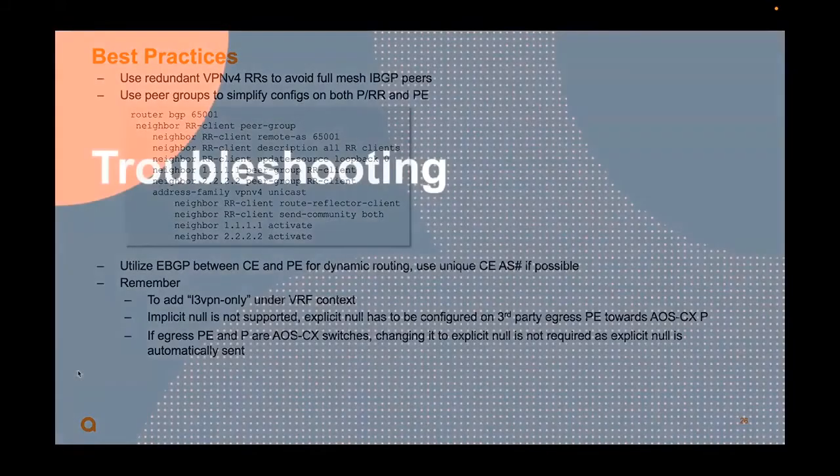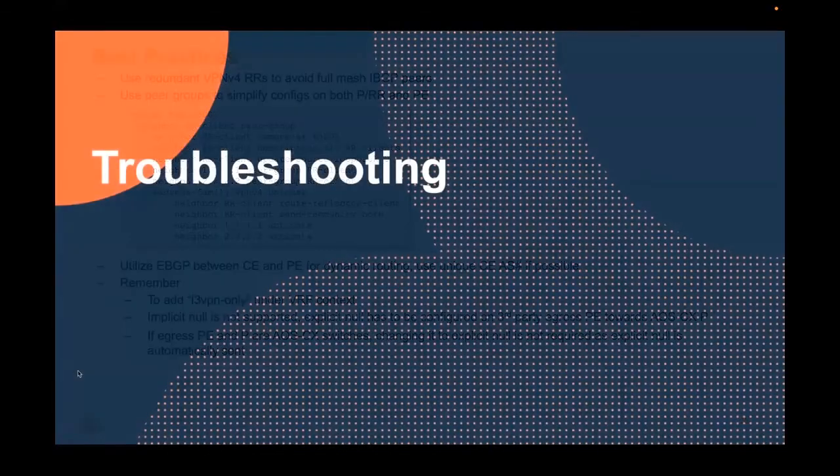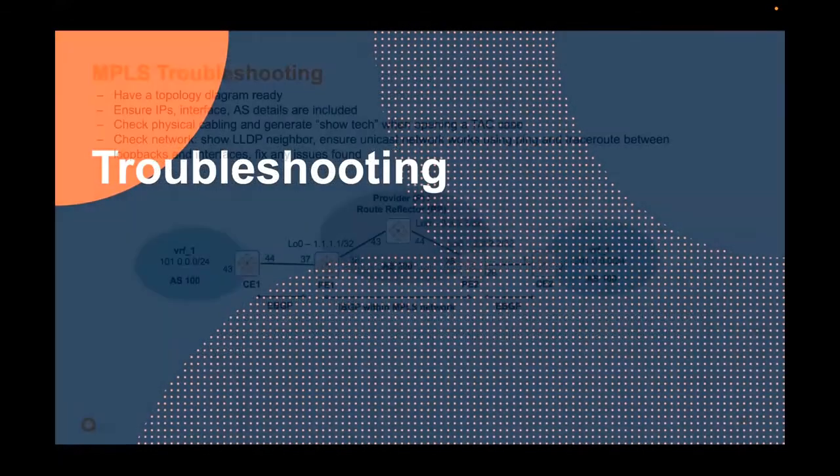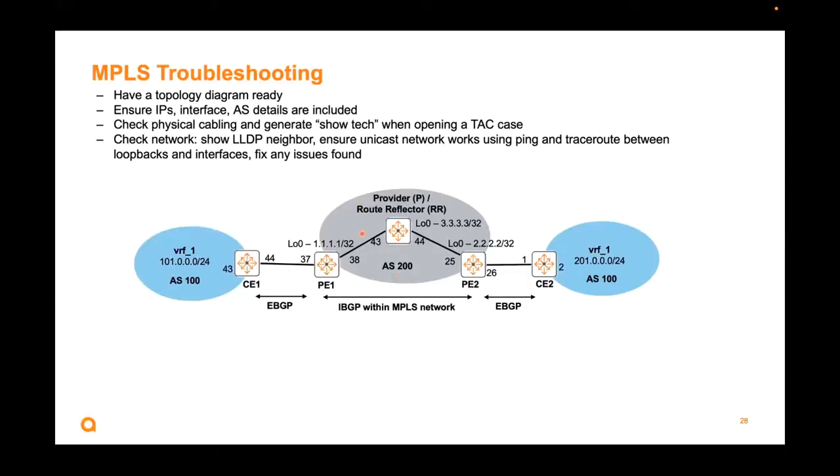Troubleshooting-wise, we recommend you to have a topology diagram ready with all the details, such as AS numbers, IP addressing, loopback IPs. So check your physical cabling and generate show tech if required. So you want to troubleshoot the physical network first. So show LDP neighbor, make sure your unicast network works, make sure you can ping between the loopbacks and traceroute. So fix those issues found first before you even begin any MPLS troubleshooting.